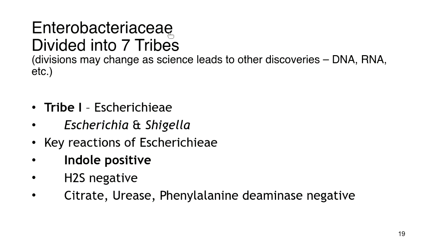Again, we have 7 tribes, and we're going to break those tribes apart. If you're outlining, this might be a good spot to say Enterobacteriaceae, 7 tribes, and begin to break those down. Tribe number 1, Escherichiae, the family name. Escherichia and Shigella are your genus names. In a moment, you'll know why we call E. coli what we do, because Escherichia is kind of hard to spell.